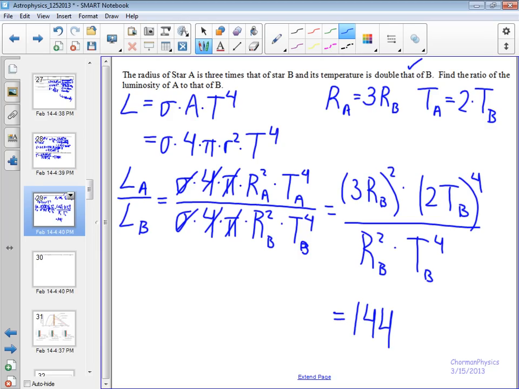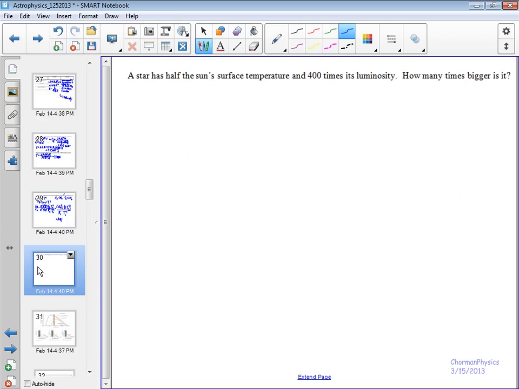All right, so our RB and TB are going to cancel out, and the ratio that we're left with here is 144 to 1, comparing luminosity of A to B. All right? So there we go, another fun sample, typical IB problem. And let's try one more here.